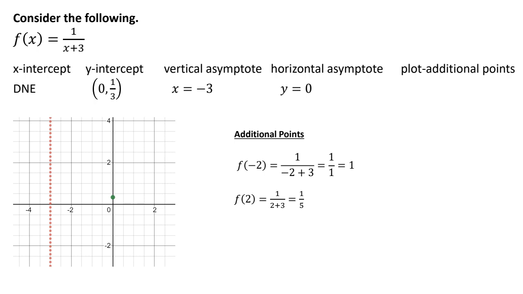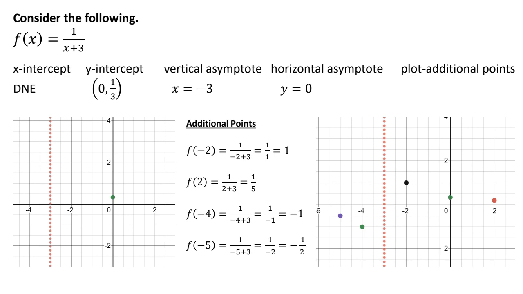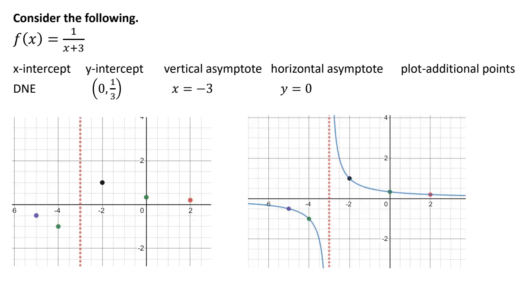Okay, so this doesn't really help me a lot. So let me pick a few more points. Let's pick x at -4, which gives me a y value of -1. When x is equal to -5, I get a y value of -1/2. So this will help me get a better idea of what the graph looks like. These are the extra points I just plotted, and I'm going to attempt to draw smooth curves based on what I know. But again, I'm not going to do that with my pen. I use the computer to plot it for me.